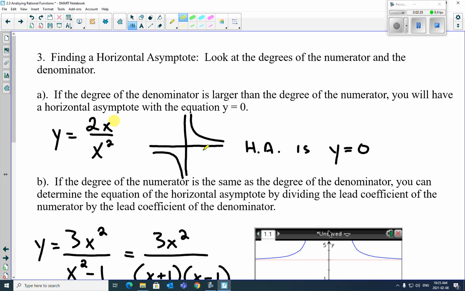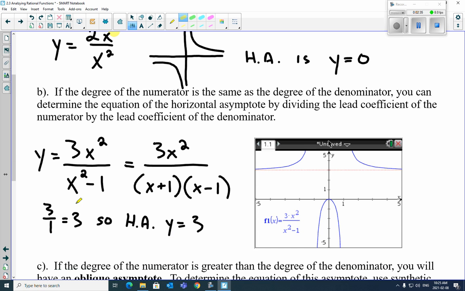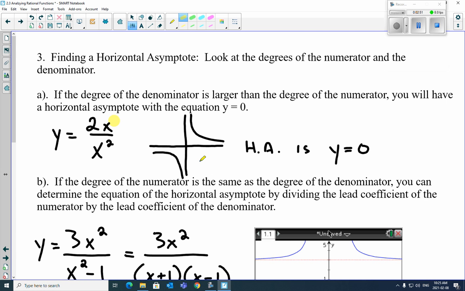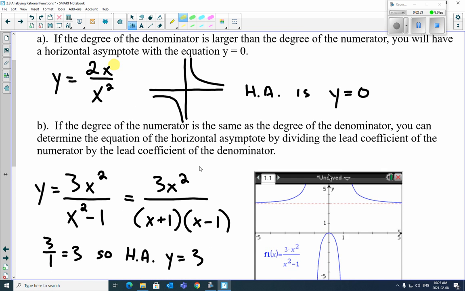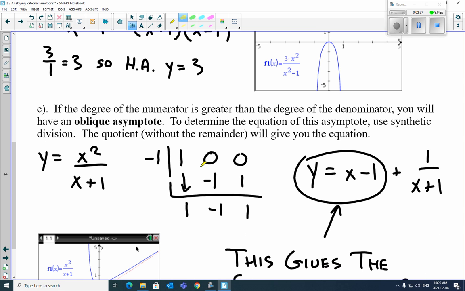The next one is when the numerator is the same degree as the denominator. So in this case, we have an x squared and an x squared. And again, we factor the bottom here because you should always factor. But in this case, since they're both the same degree, we look at the leading coefficient. So we have a 3 up the top and a 1 in the bottom. 3 divided by 1 is 3, so we have a horizontal asymptote at 3. Okay? So first one, denominator's larger. Second one, they're the same degree. Now here's the weird one, and we're not going to see a lot of these in this course. You just got to know about it.